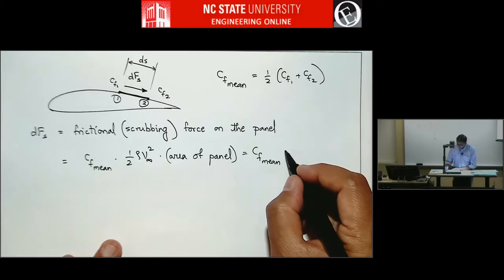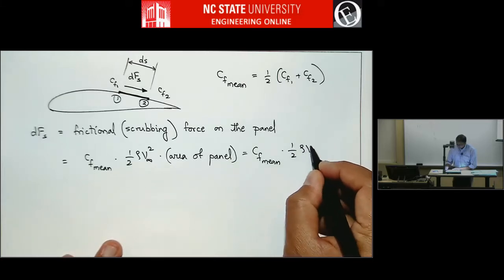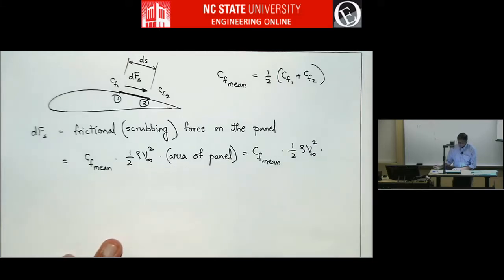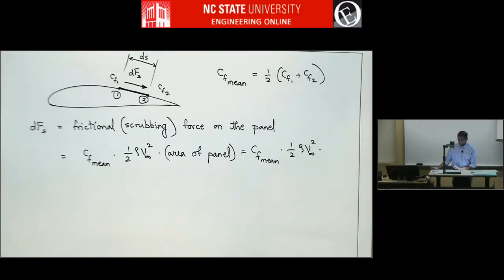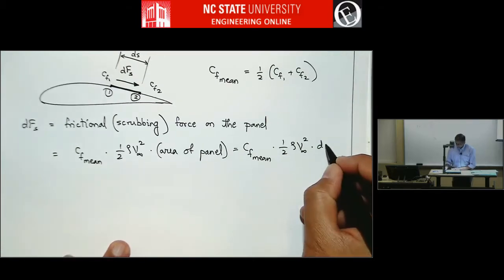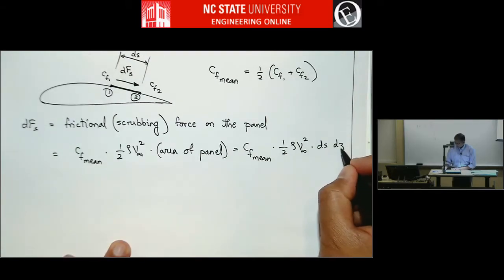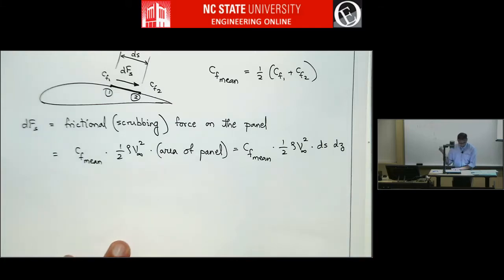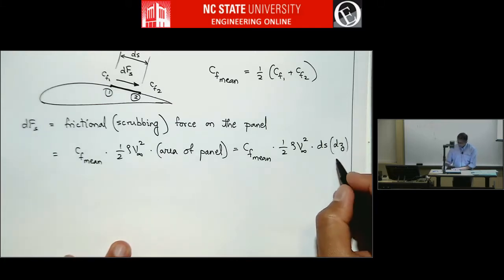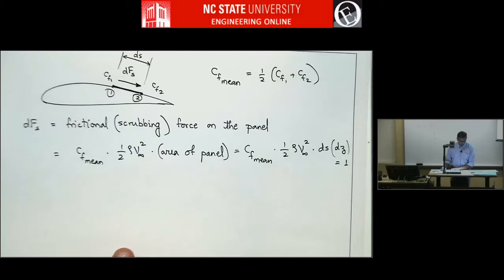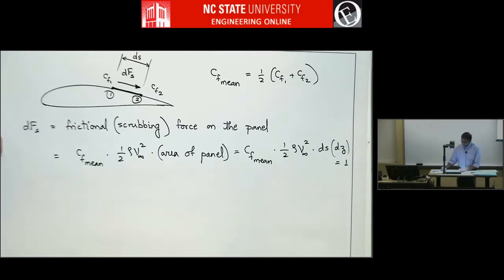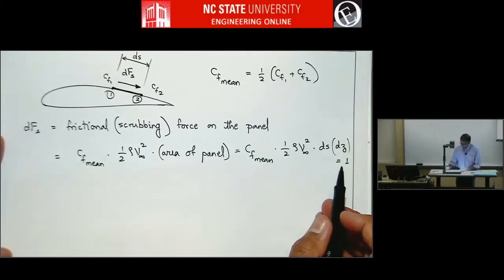So CF mean times half rho V infinity squared times the area of the panel is ds. ds is the length, times some span-wise distance, let's call that dz, which you can always consider to be equal to 1. So this is dF.